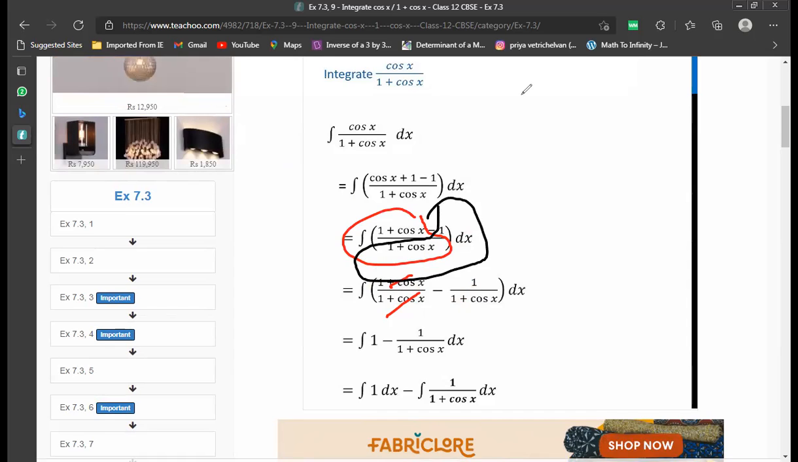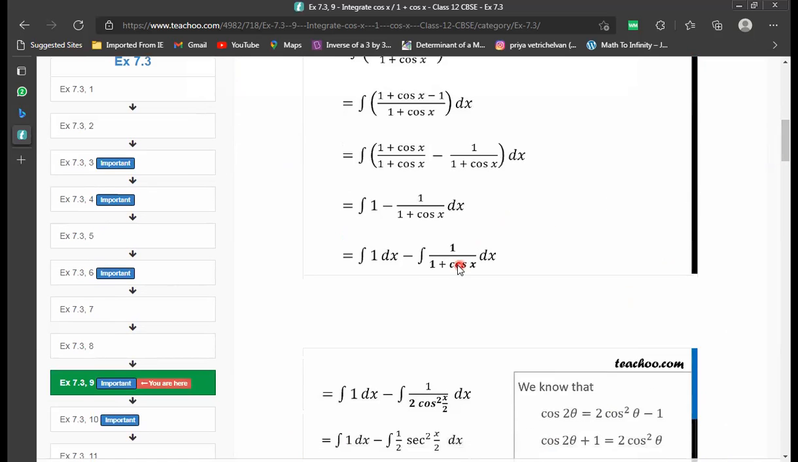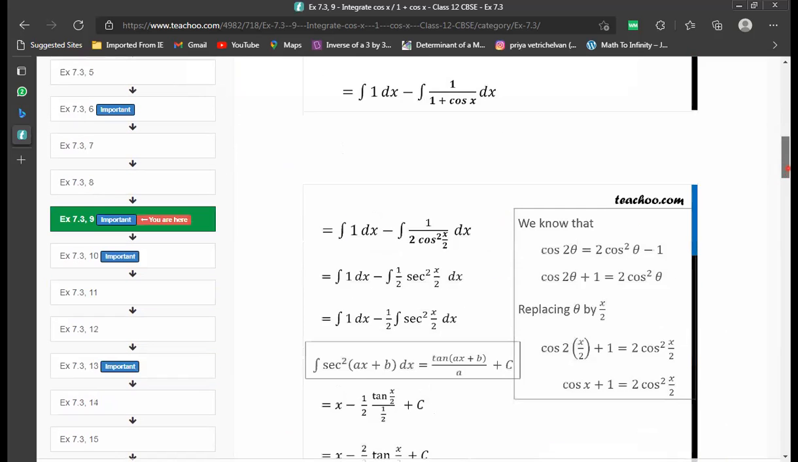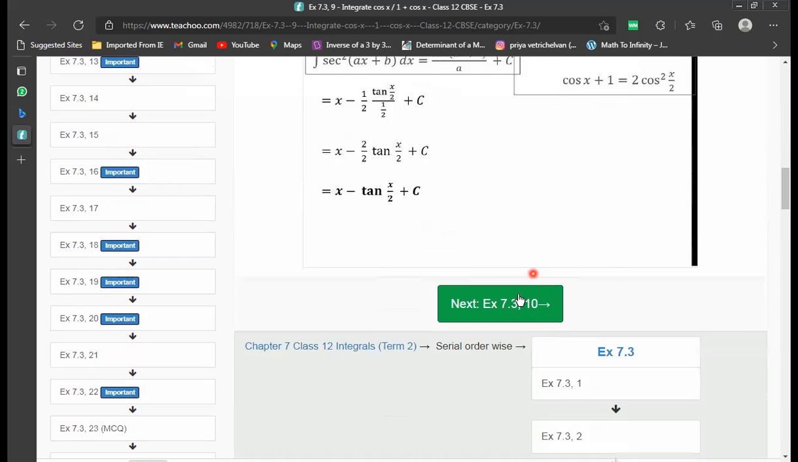The integration of 1 is very simple. It's x. And you have 1 upon 1 plus cos x. 1 plus cos x can be written as 2 cos square x by 2. Keep the 1 by 2 as a constant and keep it outside of the integral sign. And 1 upon cos square x by 2 can be written as secant square. We do have the formula for secant square. Integration of secant square theta will give you the result tan theta. So it's tan x by 2. And what is the coefficient of x? It's 1 by 2, so you will write it in the denominator. Understood?